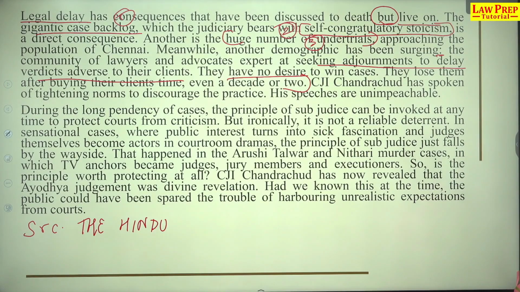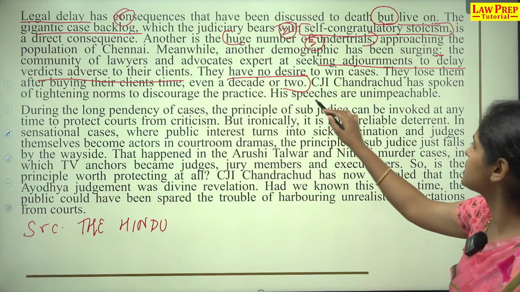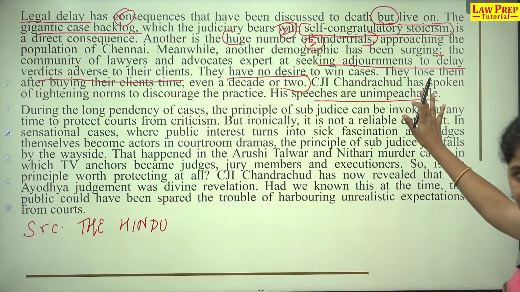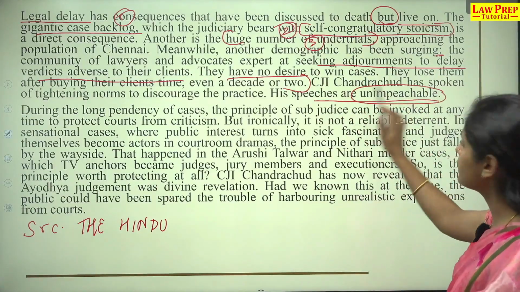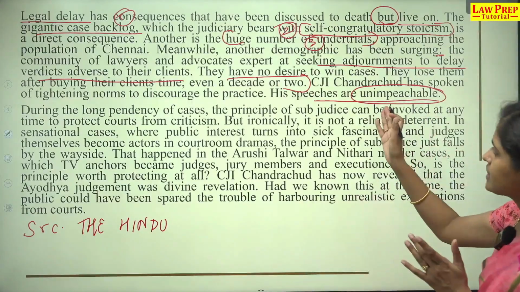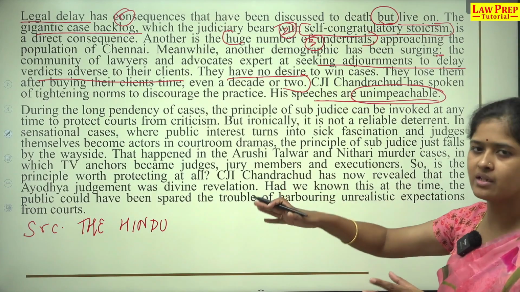CJI Chandrachud has spoken of tightening norms to discourage the practice. His speeches are unimpeachable. Not an important line, not an important word for you to ponder over. He has told them to tighten the norms, that's it.